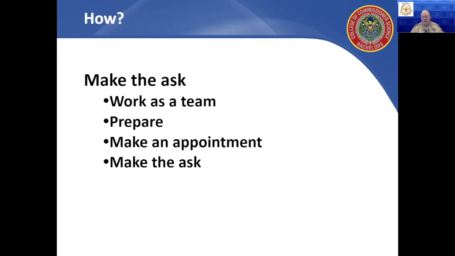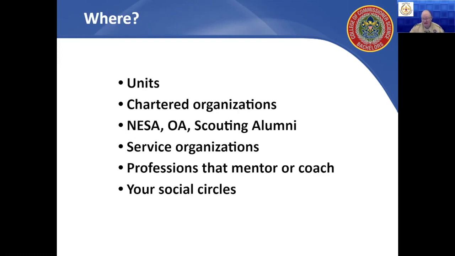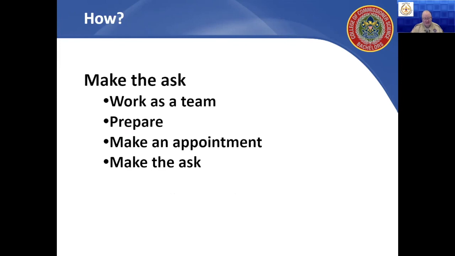So how do we do it? If we're making the ask, we work as a team to prepare, we make an appointment, and we make that ask. Once we've found who, and we've talked about it here, we've gone through these various areas and said, where can we find them? Who is it going to be? We've identified based on their priorities, their potential, their passions, then we're going to ask.